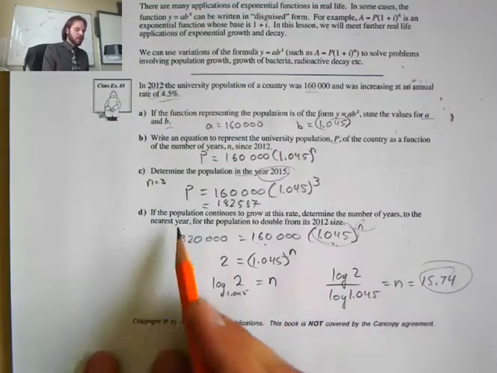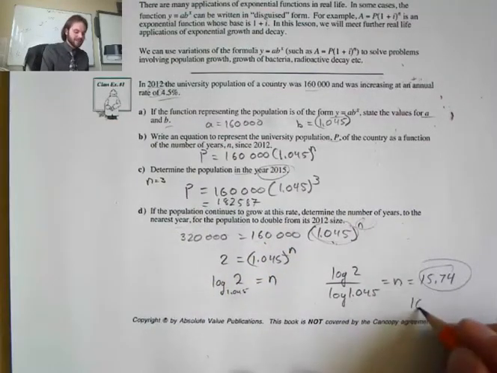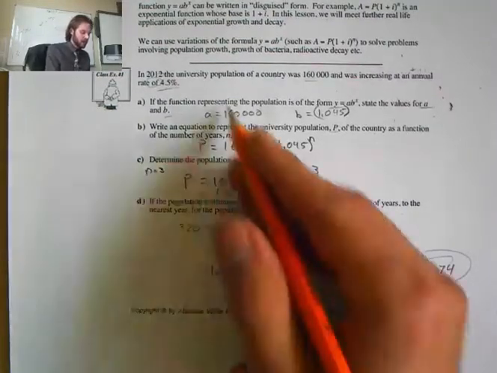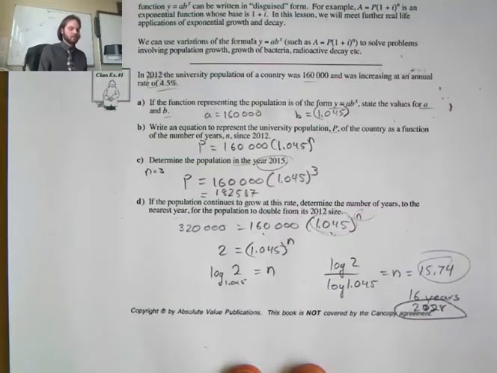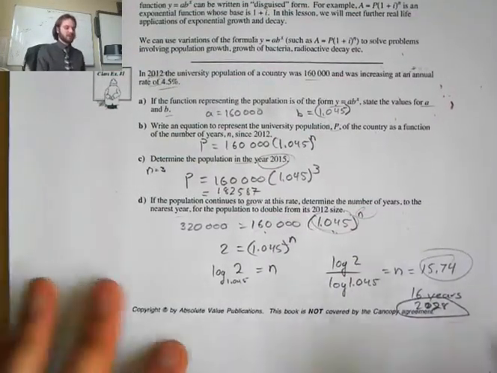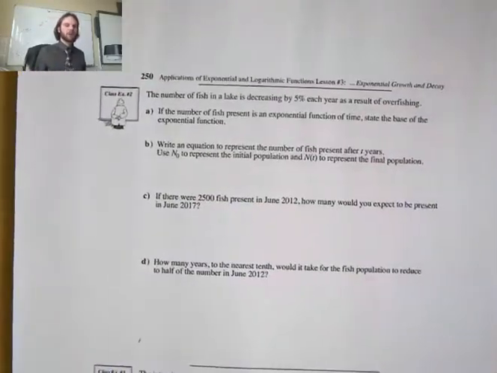So in general, in order for the population to double, it's going to take approximately 16 years. So that's going to be in the year 2028. Okay? Because it'll take 16 years from now. All right. Here we go.